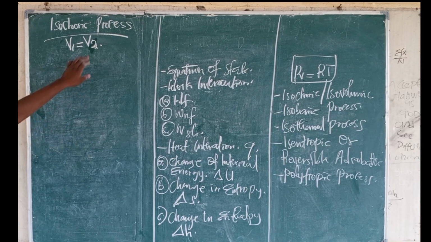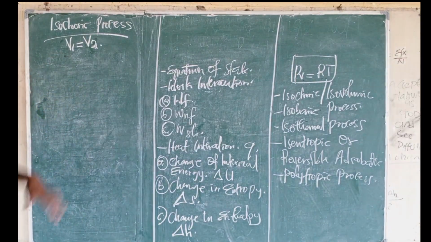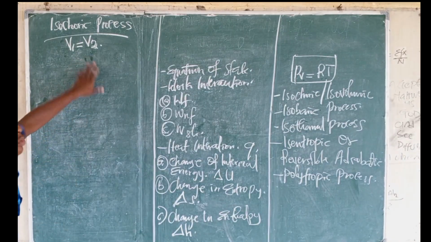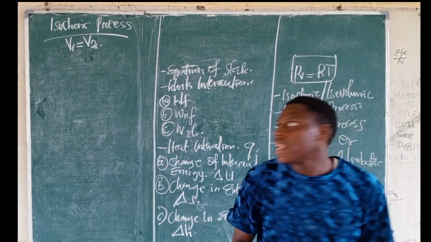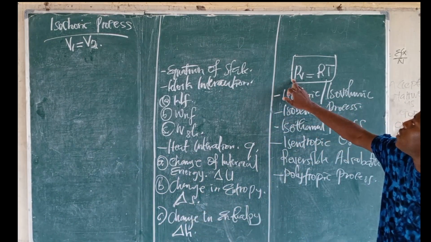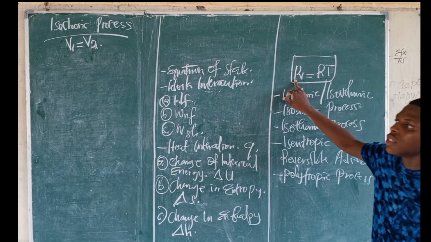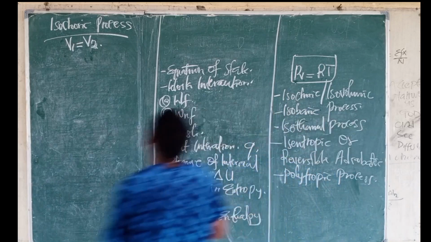Why are we using V1 is equal to V2? Because sometimes for state 1 you have a volume, and for state 2 you have a volume. So the volume will be equal for state 1 and state 2. Now recall, what is the equation we are using? We are applying the concept of the general gas equation for thermodynamics.